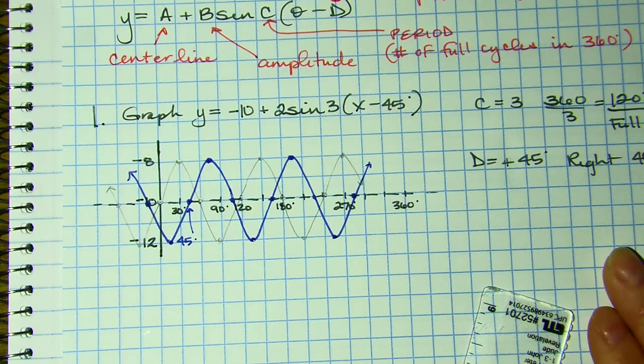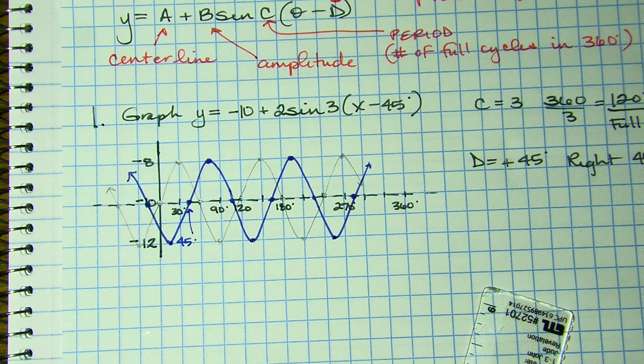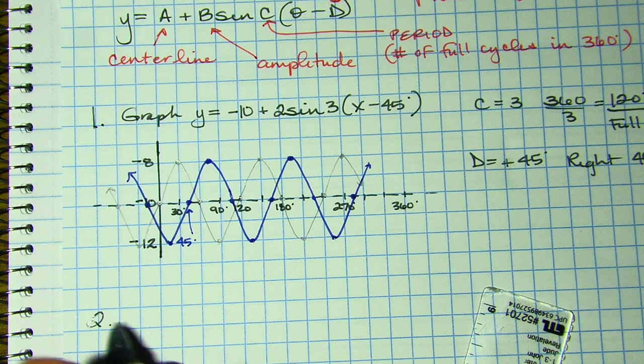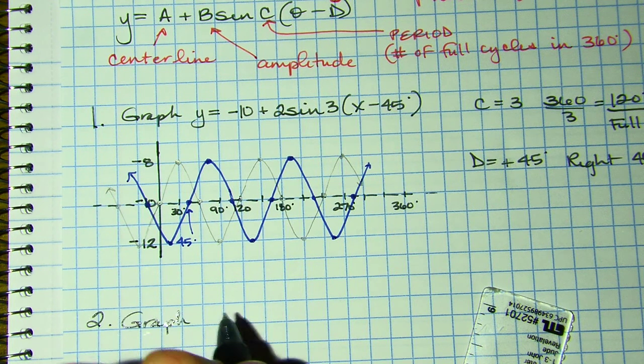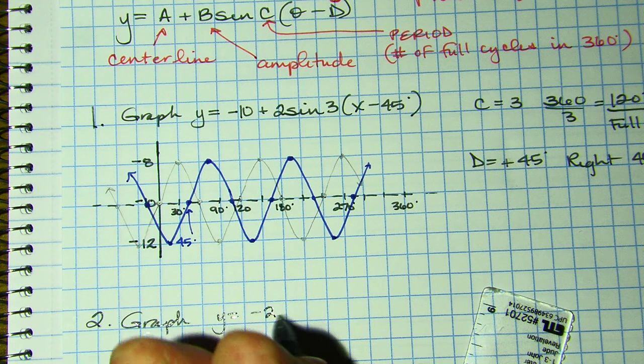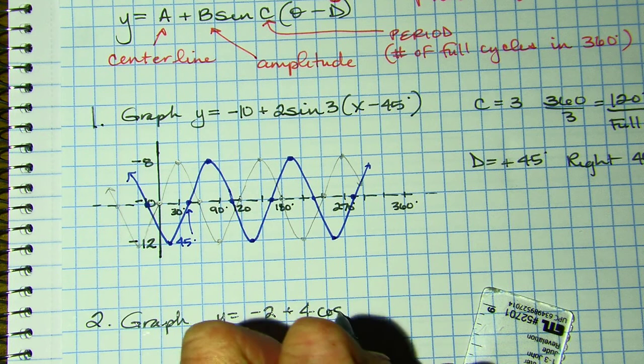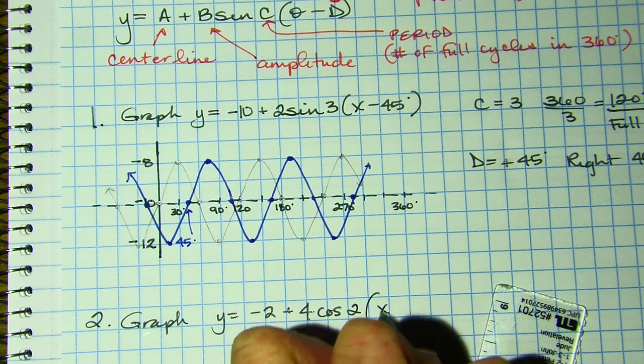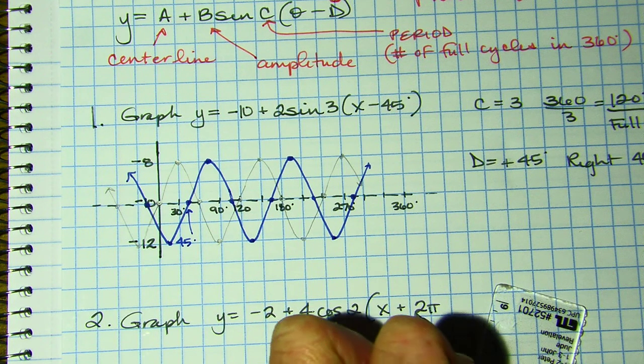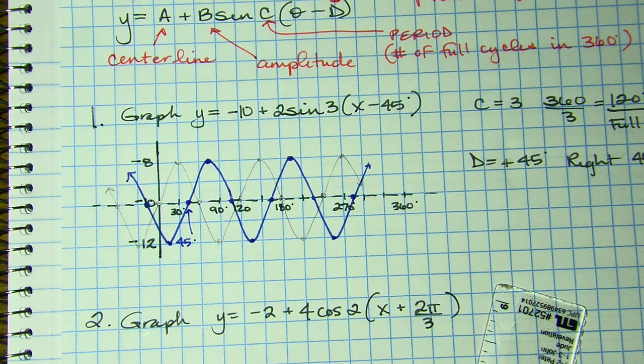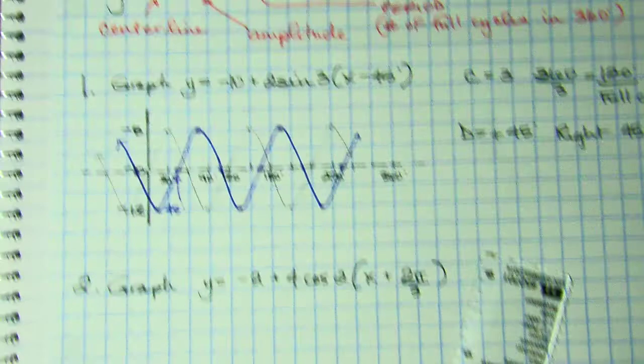And so there is your graph. Next one, graph y equals negative 2 plus 4 cosine of 2x plus 2 pi over 3. All right, so I'm going to move this up.